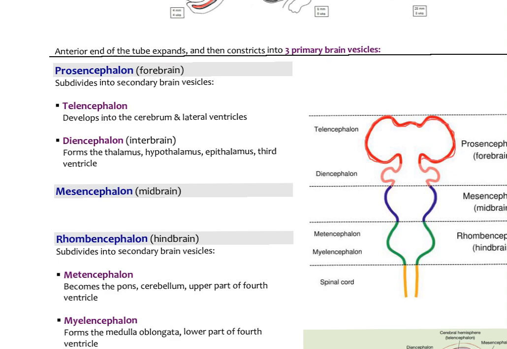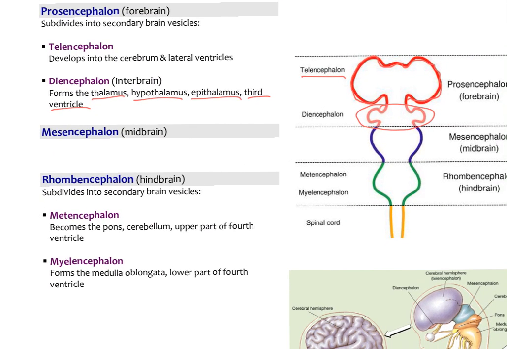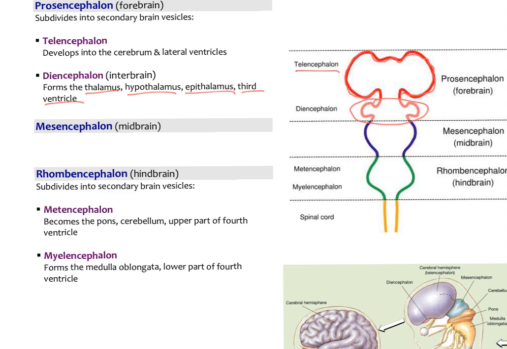And then the diencephalon, this region here, also part of the prosencephalon, will form the thalamus, the hypothalamus, the epithalamus, which includes the pineal gland, and the third ventricle. This is another hollow space. So that's all from the prosencephalon, and again, that's known as the forebrain. The mesencephalon, or midbrain, will form the midbrain structures we discussed in the previous slide. So that actually forms an area called the midbrain, which sits on top of the brainstem.